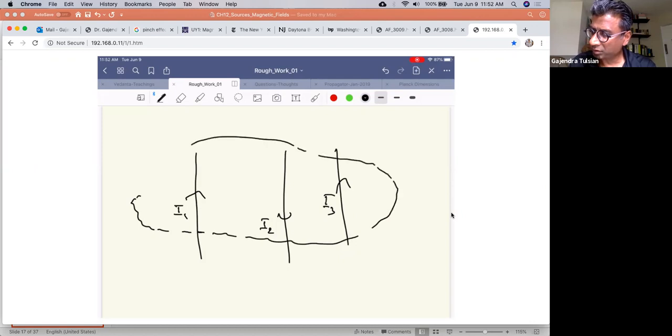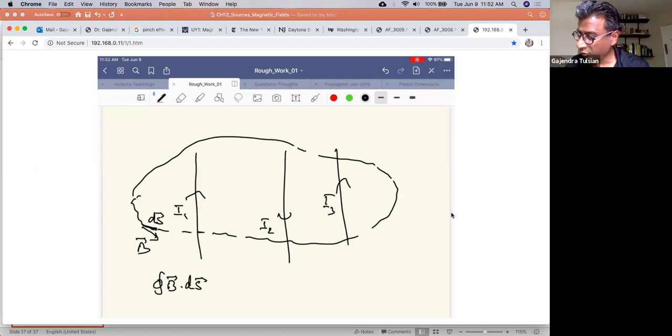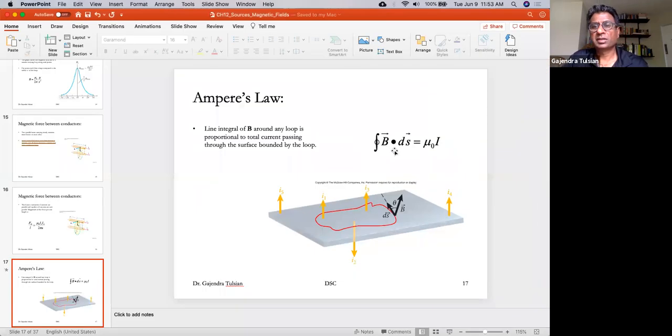What Ampere says is, if there's a magnetic field like this, and this is ds, so B dot ds, you take the line integral around that loop, it could be any loop, and it is equal to mu naught times I inside. I inside is the total current threading this loop. And that's Ampere's law. This line integral along that curve, and this can be any curve, is equal to mu naught times the current inside.